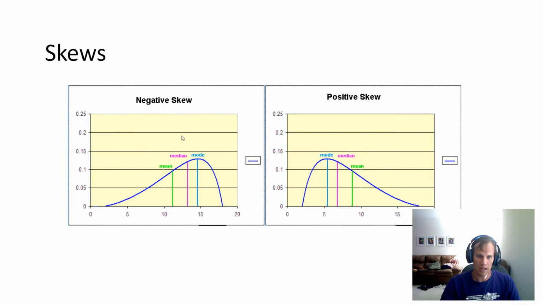So negative skewed: on the negative end, there are a few extreme examples. Positive skewed: there are a few extreme examples on the positive end. Not good or bad, positive or negative, but they graph positive going this way and negative going this way. It's like your x-axis. Positive goes to the right, negative goes to the left.